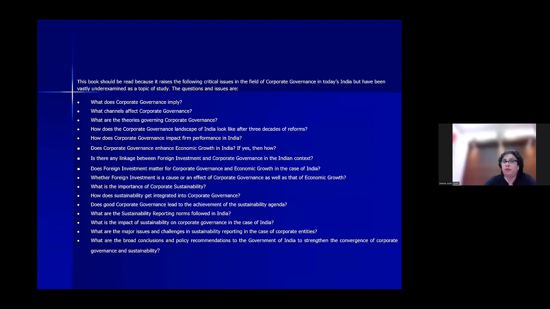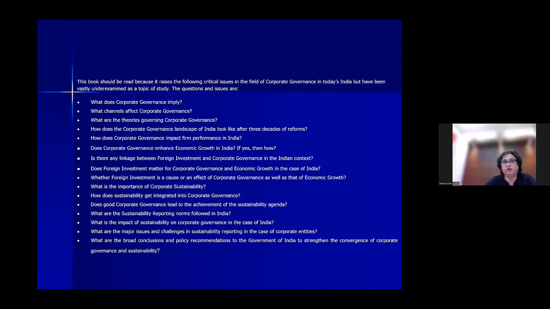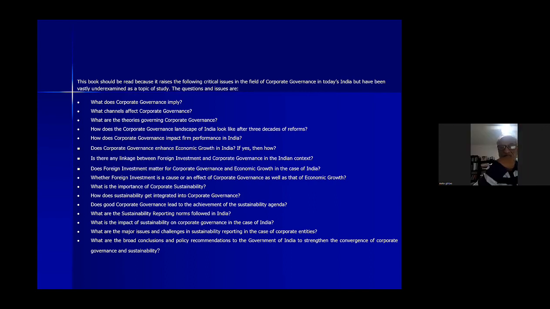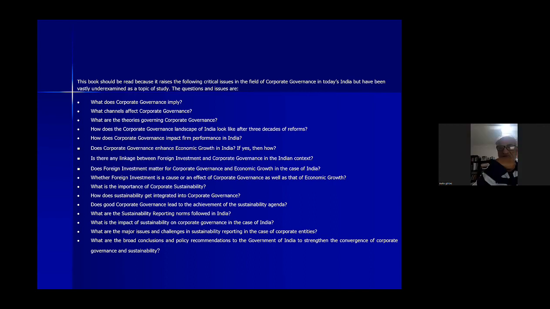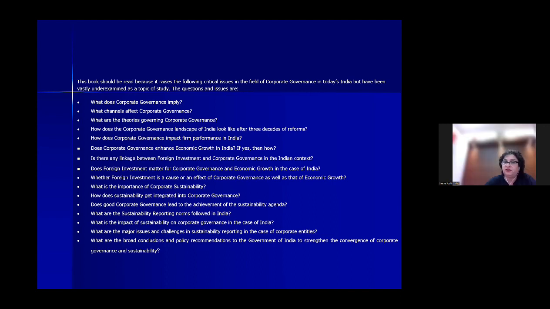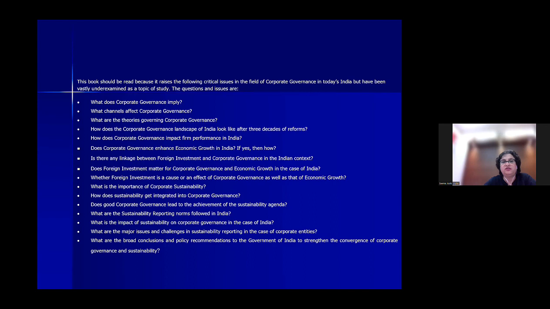For example, what does corporate governance imply? What channels affect corporate governance? What are the theories governing corporate governance? How does the corporate governance landscape of India look after 3 decades of reforms? How does corporate governance impact firm performance in India? And does corporate governance enhance economic growth in India? If yes, then how? And is there any linkage between foreign investment and corporate governance in the Indian context? Do foreign investors matter for corporate governance and economic growth in India? So on and so forth.